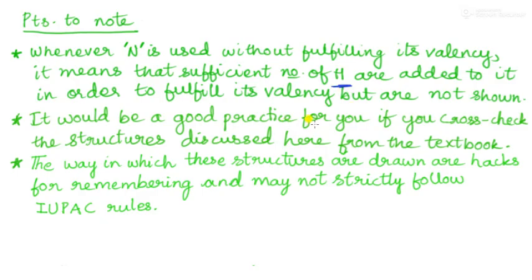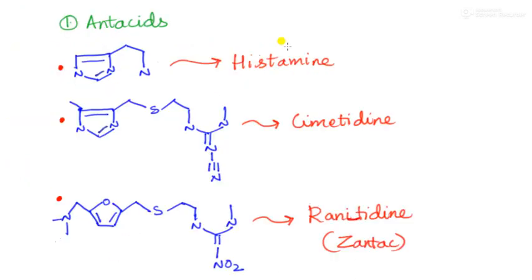After discussion of the structures, I suggest you cross-check them with the textbook. Please note, the way the structures are written are hacks for remembering only and may not strictly follow IUPAC rules. So let's start. First we have antacids. Under this category we have histamine, cimetidine and ranitidine, which is also called Zantac.